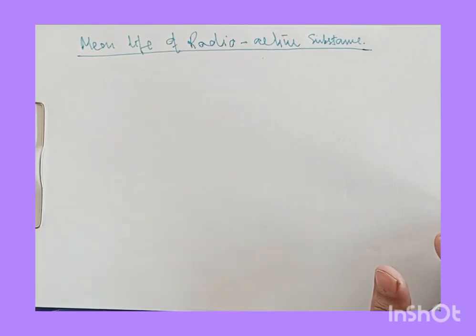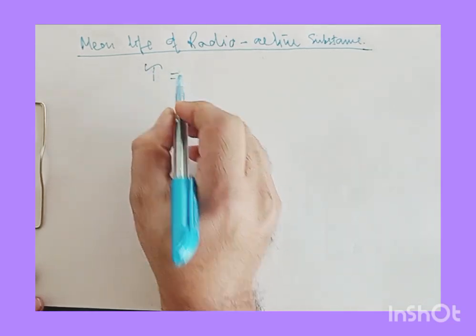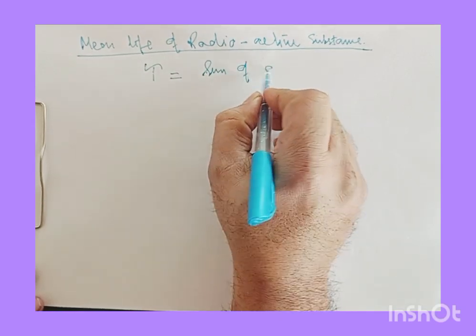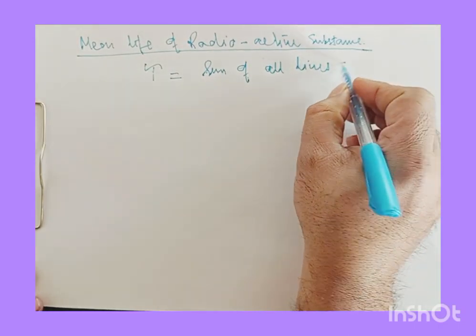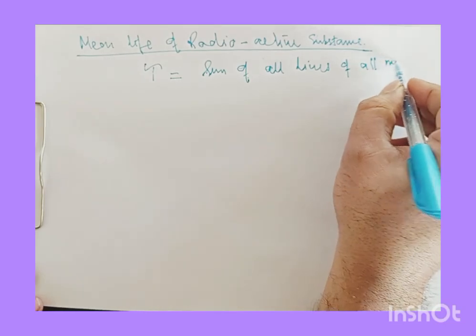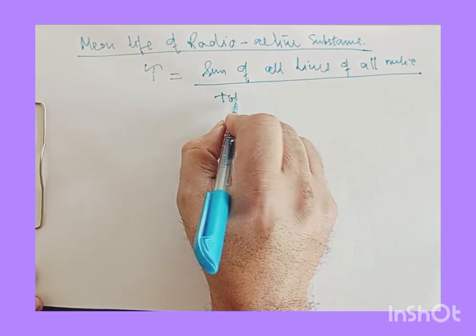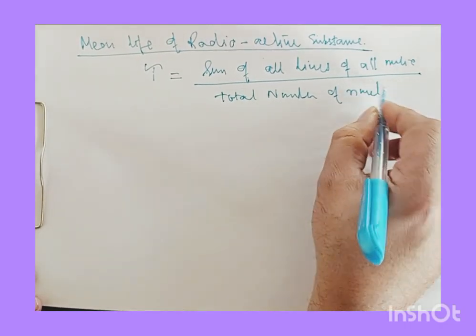Now let's talk about the mean life of a radioactive substance, also called the average life of a radioactive substance. This mean life is symbolized as tau, and it is basically the sum of all lives of all nuclei divided by the total number of nuclei present.